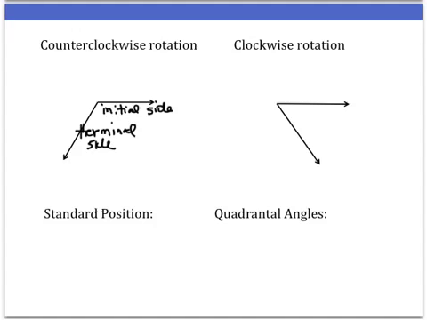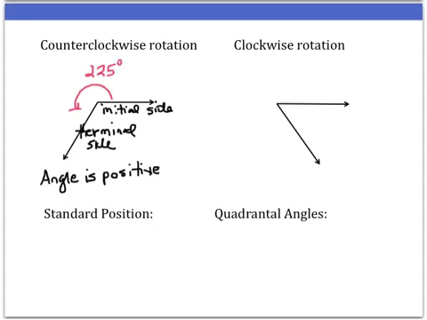Okay, so the way we're going to measure is counterclockwise, the opposite of the hands of a normal clock, and so it would go this way. And when you do this, your angle measure is a positive measure. We're going to be measuring in degrees, and this particular angle is about 225 degrees.